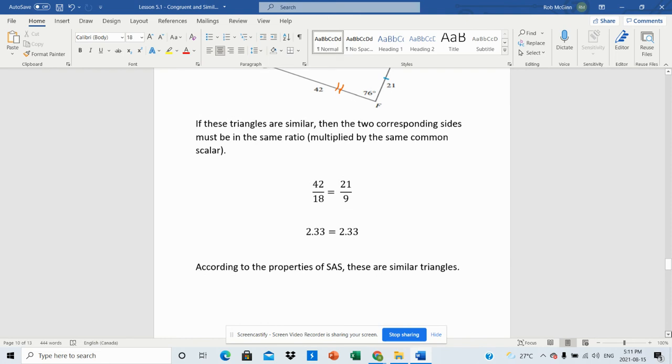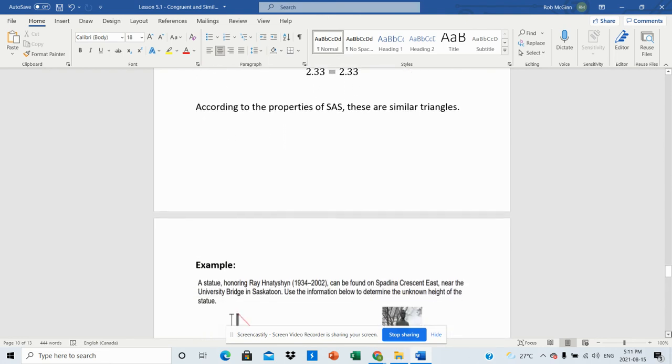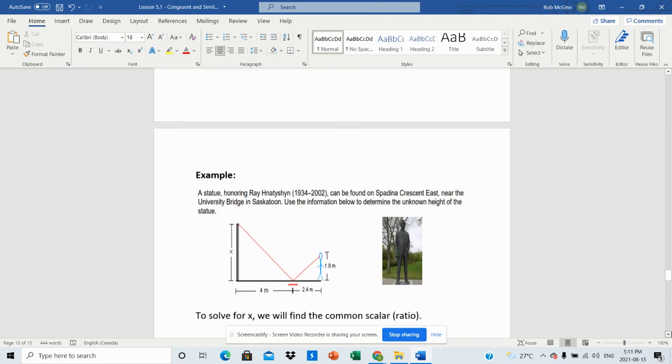All right, one more example here, and we're going to use a word problem this time. So, here's our example. A statue honoring Ray Hinachin from 1934 to 2002 can be found on Spadina Crescent East near the University Bridge of Saskatoon. Use the information below to determine the unknown height of the statue.